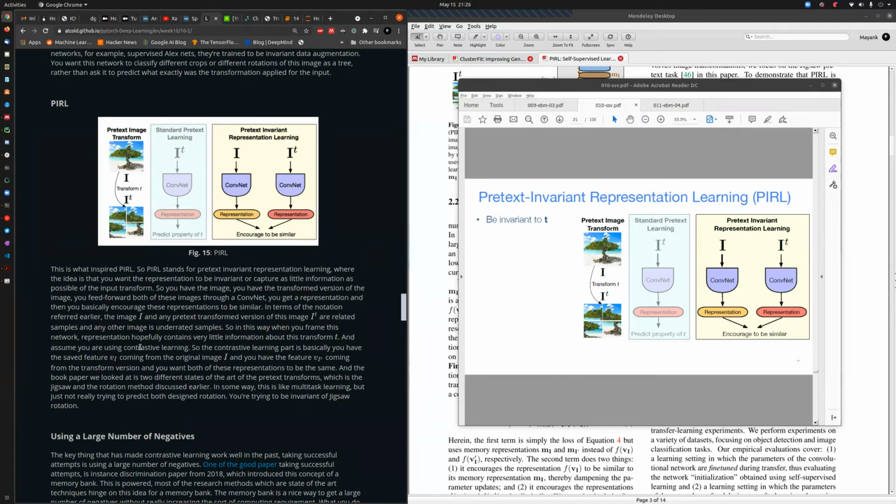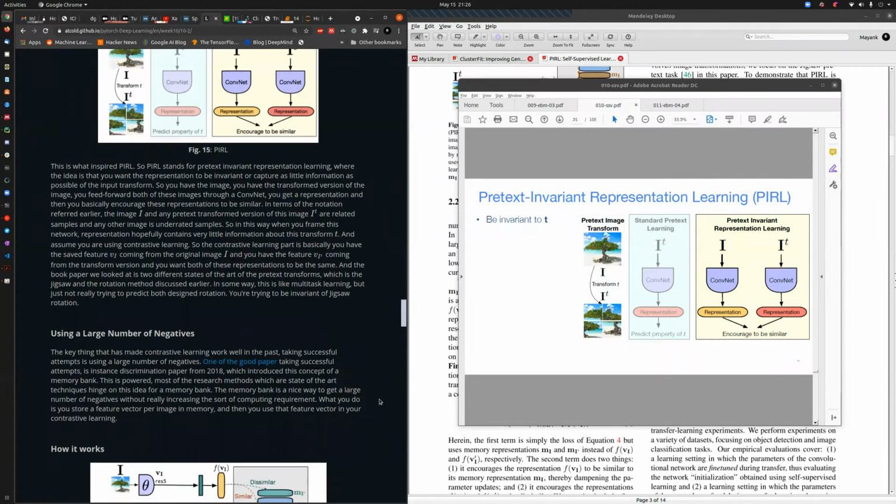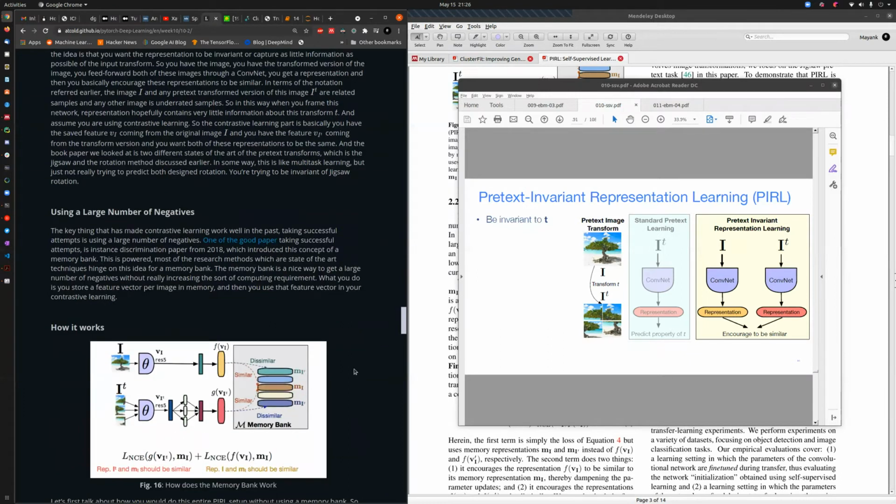And if you use contrastive learning, then you have the features VI coming from the original image I, and you have the features VI of t coming from the transformed version, and you want both of these representations to be the same. And so they train it with respect to this kind of contrastive loss. And they use the jigsaw and rotation methods that they have discussed, and this had a multitask. You can also see this as multitask learning.